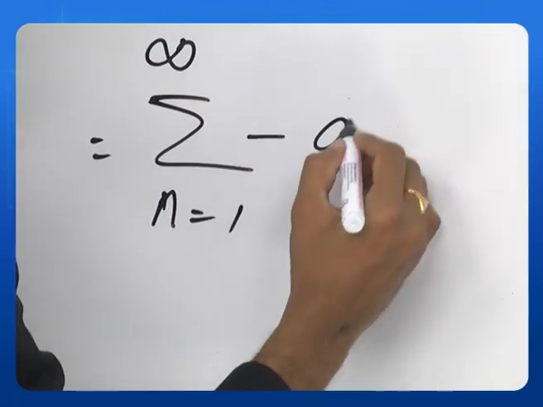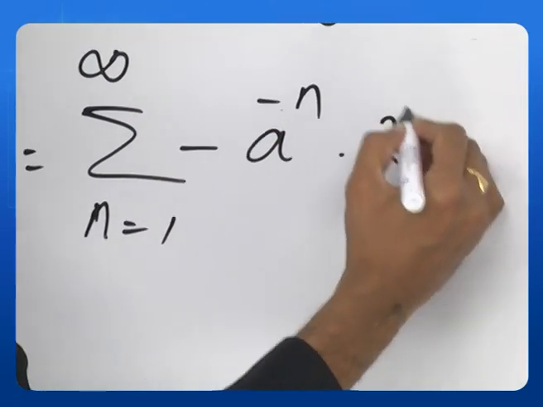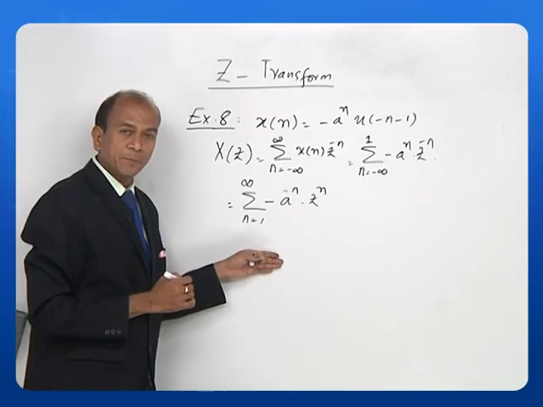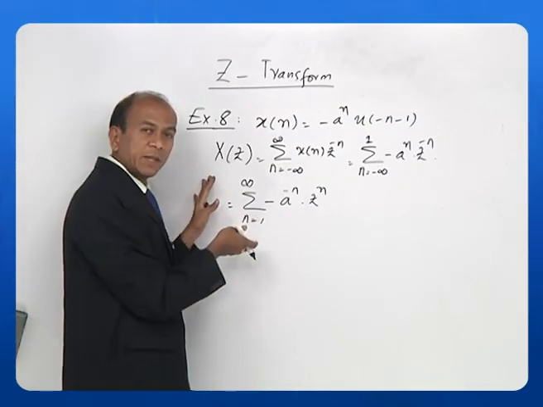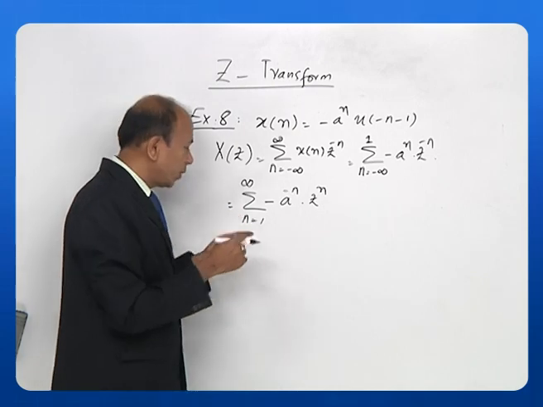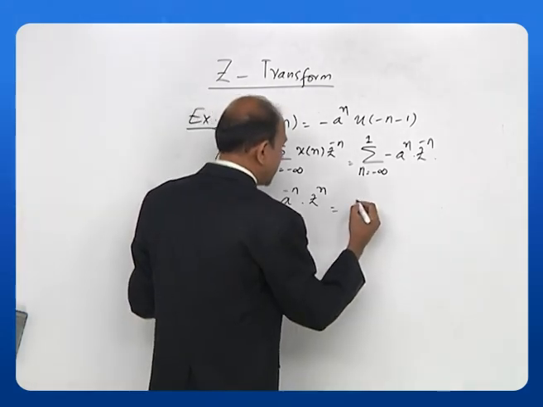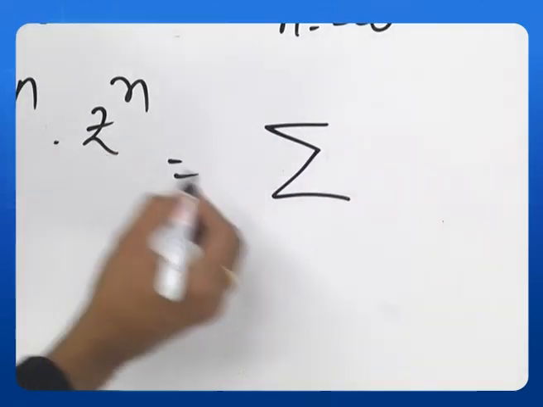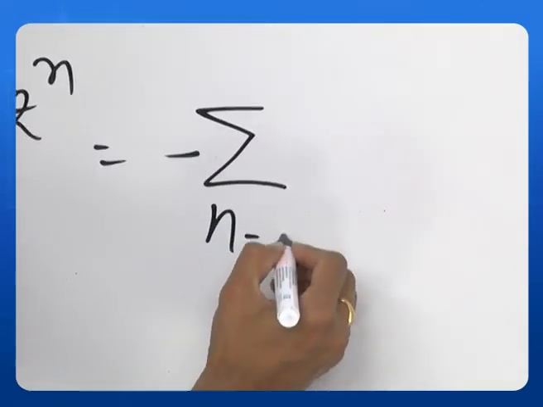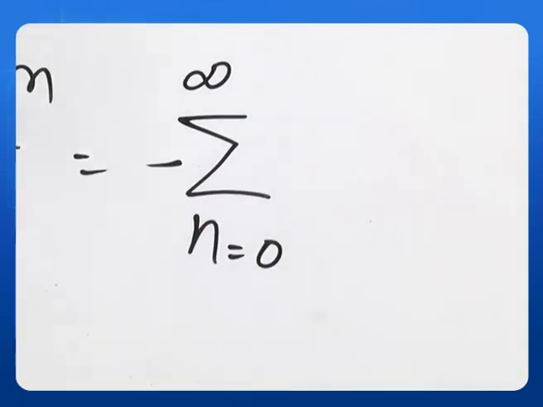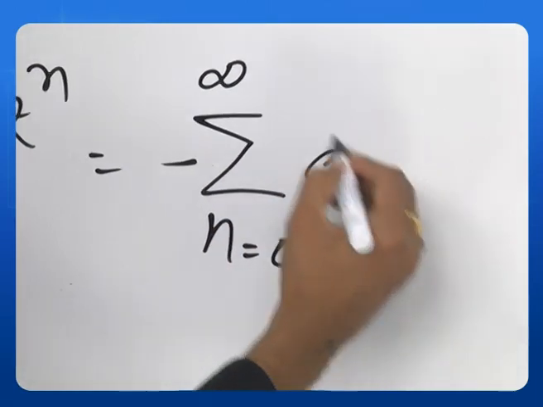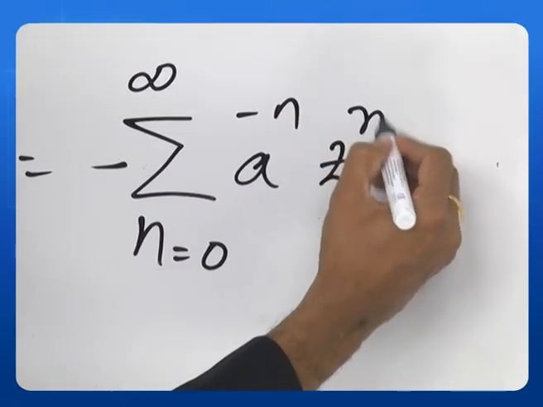So, this will become minus a to the power of n and z to the power of n. Now, I cannot apply directly the power series formula. So, what we will do is we will make this summation from 0 to infinity. So, the next step I write here is, okay, we will take out the negative sign here. I will write this is equal to the sum over n is 0 to infinity of a to the power of minus n z to the power of n.